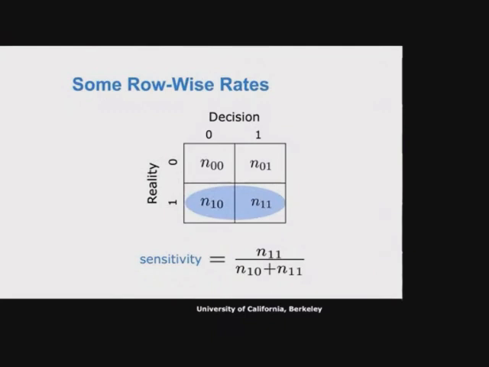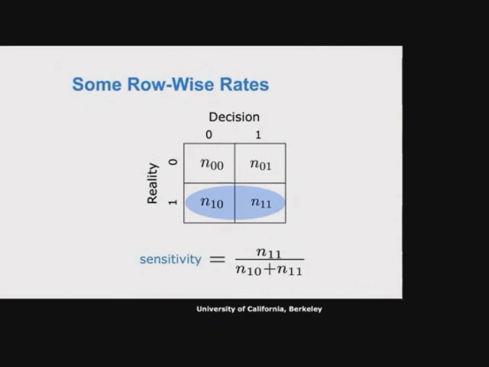Okay, so row-wise rates are the classical statistical perspective, frequentist perspective typically. What it does is it says, what if the state of reality is 1? What's the number of times you make decision 0 versus decision 1? This is called the sensitivity if you take that ratio. I take the number of times I said 1 when I should have, that's a true positive, that's n11, and I divide that by the total number of times that reality was 1.